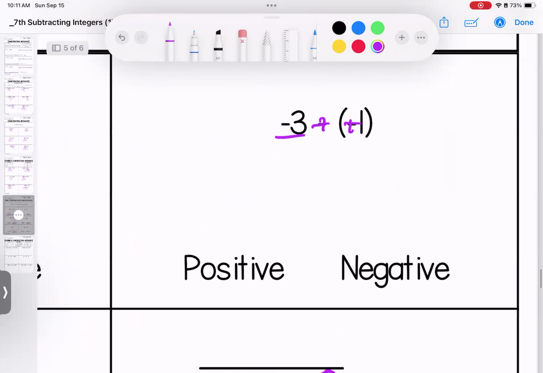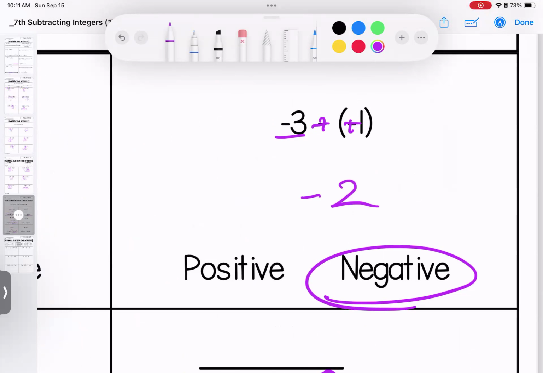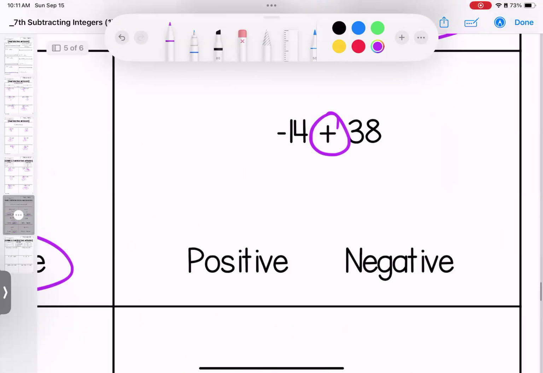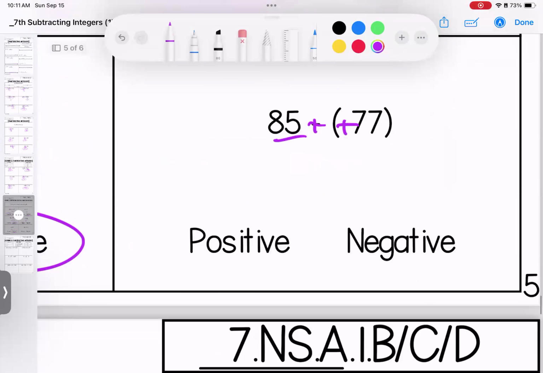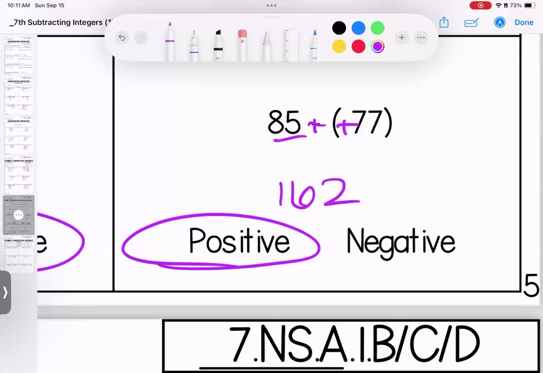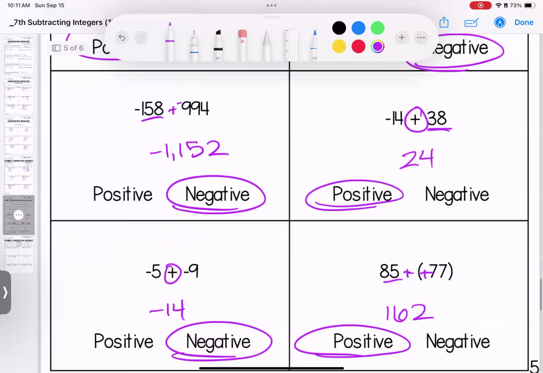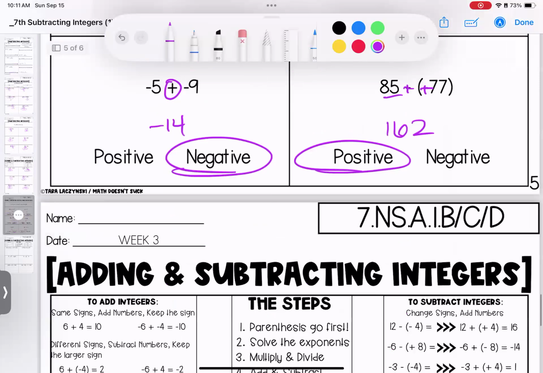Up top, this is going to have a negative answer because the bigger number is negative, negative 2. Here it's going to have a positive answer because the bigger number is positive, 24. And then here, same sign, growing in their positivity, 162. If you have questions on this page, as always, don't hesitate to bring them with you to class.